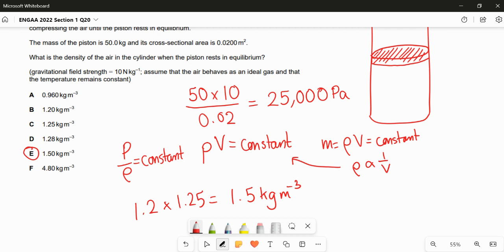I tried to do it this way, but you could also just use the fact that the pressure over density is a constant. So you could just say 10 to the 5 over 1.2 equals 1.25 times 10 to the 5. So that's 100,000 add the 25,000 from the piston over the new density.